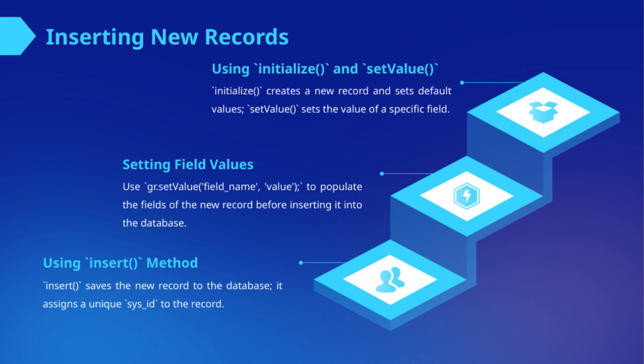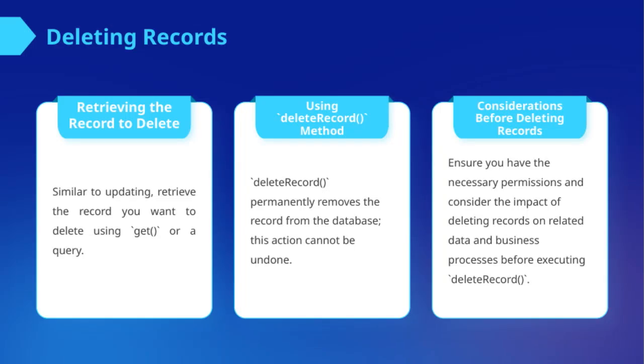By understanding these steps, initializing, setting field values, and inserting, we can efficiently add new records and make sure they are properly configured and uniquely identifiable. This process is fundamental to managing data effectively within our overall system. Let's now look at how to delete records using the GlideRecord method.